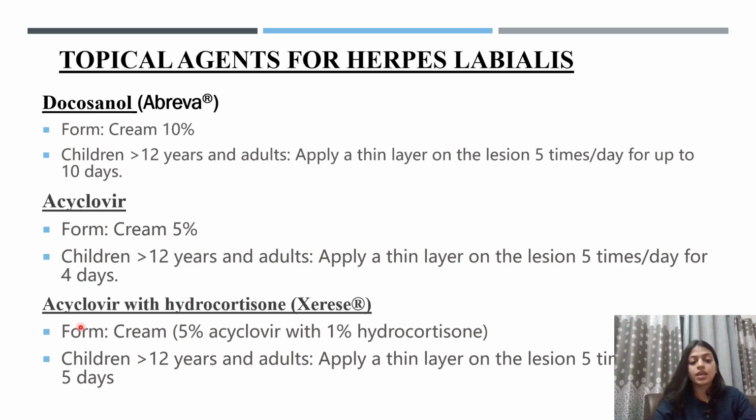day for 4 days. And acyclovir with hydrocortisone is also used in cream form, 5% acyclovir and 1% hydrocortisone. It is applied as a thin layer on the lesion 5 times a day for 5 days. But all this is in children who are older than 12 years. Okay, not in younger children.